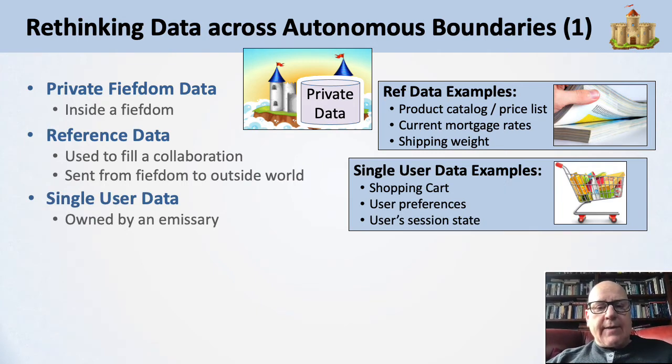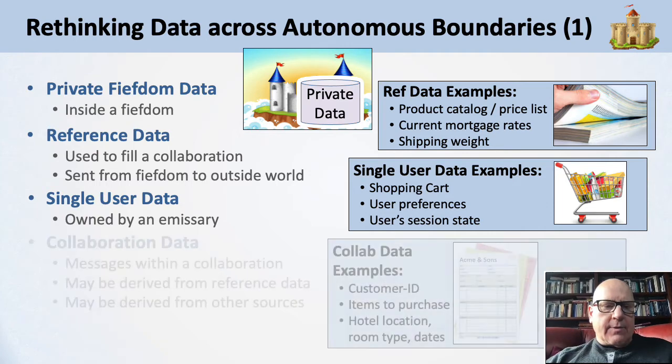Now that's owned by the emissary, to try to make the multi-message collaboration work successfully. Some examples might be a shopping cart: this is the stuff I want to buy, and so I'm putting it together and going to send it in on the collaboration. The user preferences, the session state. There are many examples of information kept outside the trust boundary that are used to help make it easier in interacting with the trust boundary.